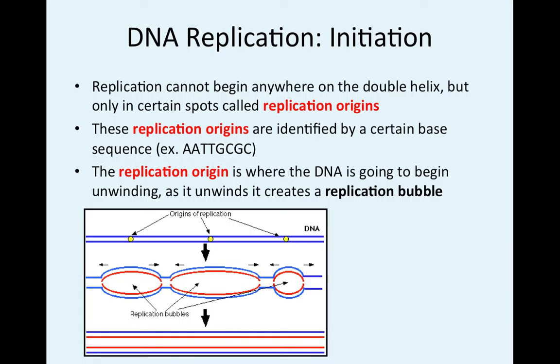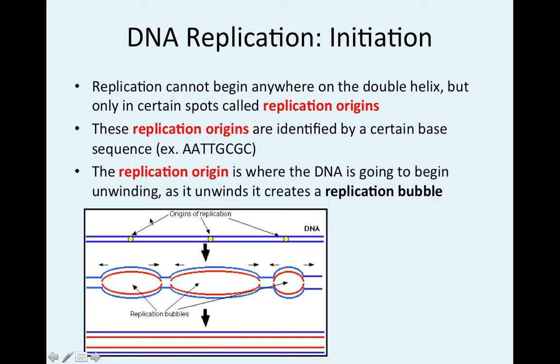Replication cannot begin anywhere on the double helix, but only in certain spots called replication origins. So here's our DNA, here's one strand and here's our second strand, and here are several different replication origins. What I mean by that is that you can't just start replicating DNA. DNA is not going to unwind, and here we have a picture of it unwinding, just anywhere that you want. There are certain spots that it's capable of unwinding, and those spots where it's capable of starting to unwind are called origins of replication.